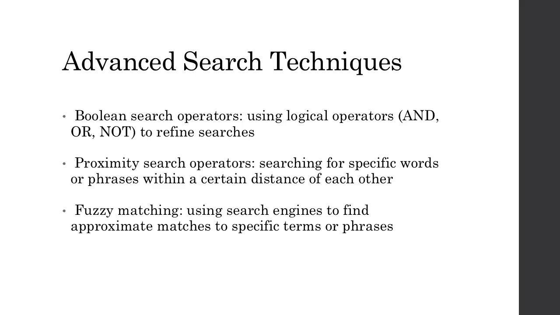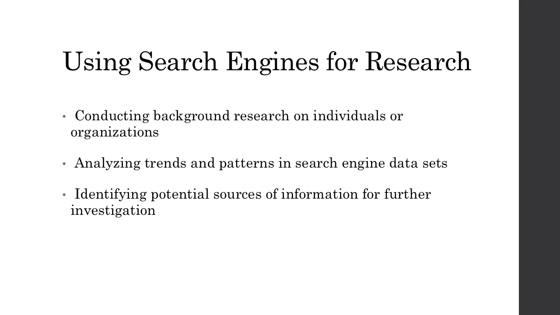Using search engines for research. Conducting background research on individuals or organizations. Analyzing trends and patterns in search engine data sets. Identifying potential sources of information for further investigation. Here's a simple explanation. When researching a topic, you can use search engines to find relevant information. This helps in 3 ways.